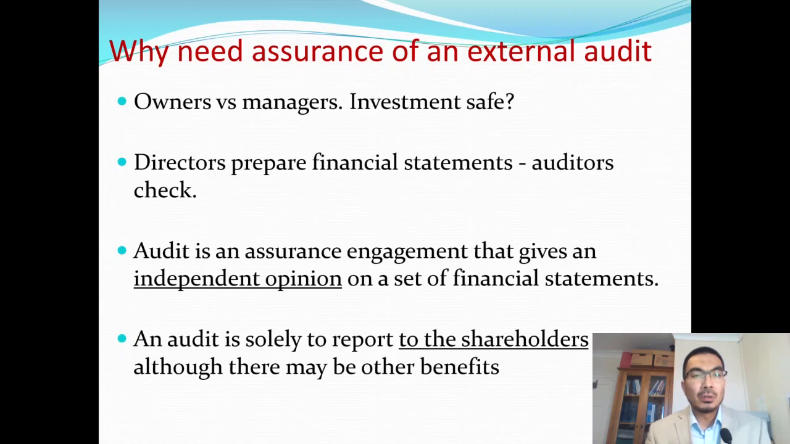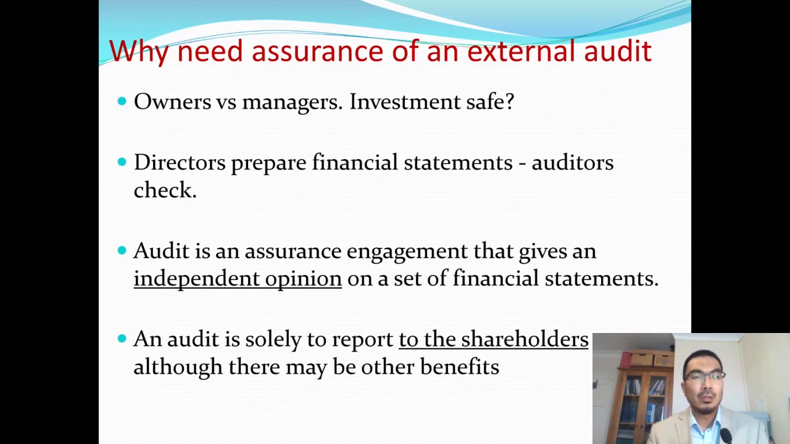Again, why do we need assurance of external audit? Because we have separation of ownership and management. So the owners are the shareholders, and they do not run the companies. We are talking about the big companies where there is separation of ownership and management. So the managers run the company, owners do not run the company. Shareholders, they invested money, but they do not run the company. So we have separation of ownership and management.